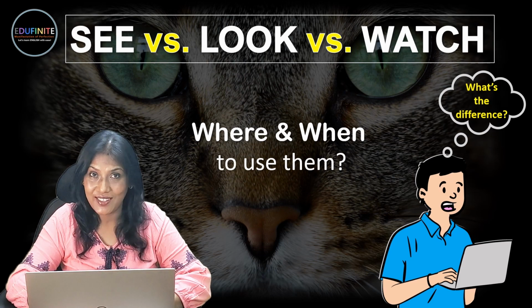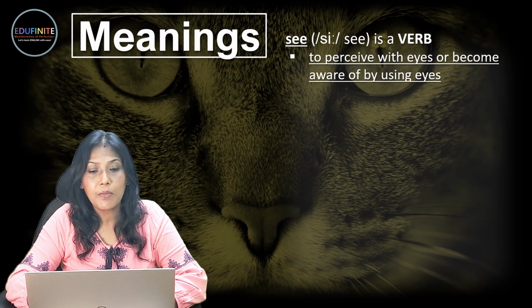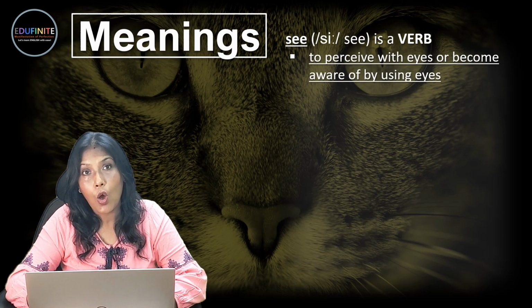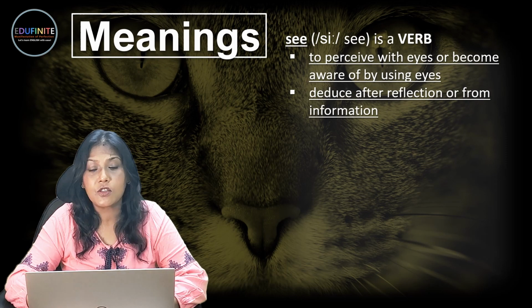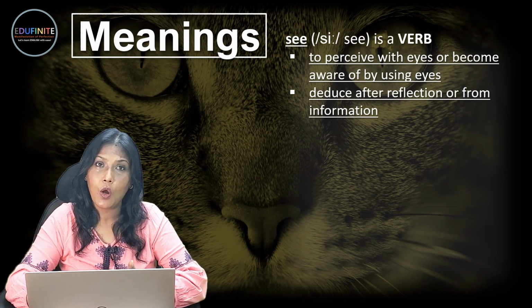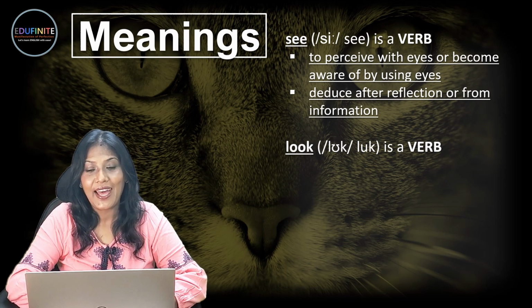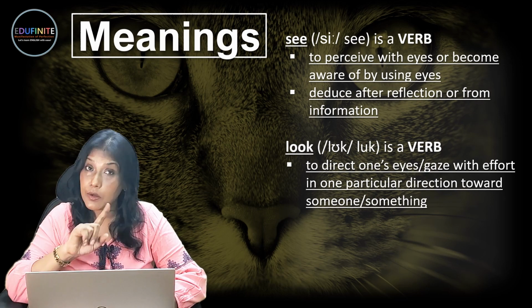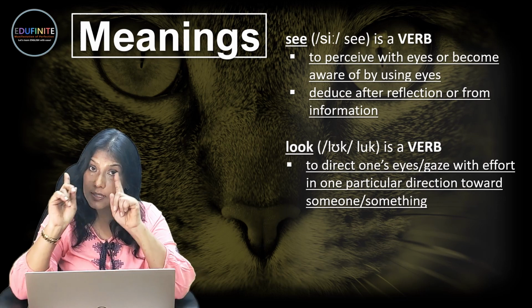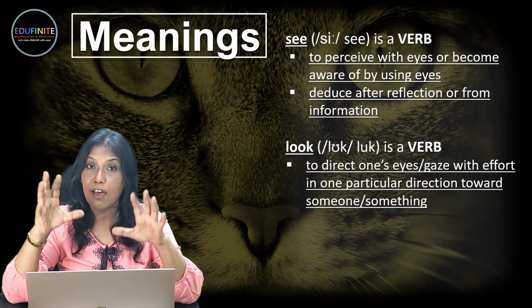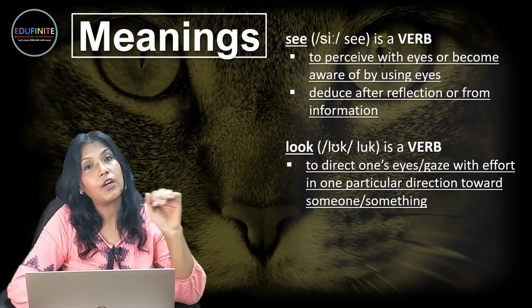So, their meanings first. See is a verb because it's the action of the eye, and it means to perceive with eyes or become aware of by using eyes. It also means to deduce after reflection or from information. Next is look. That is also a verb, and it means to direct one's eyes or gaze with effort in one particular direction. That means you make an effort to look in a particular direction toward someone or something.